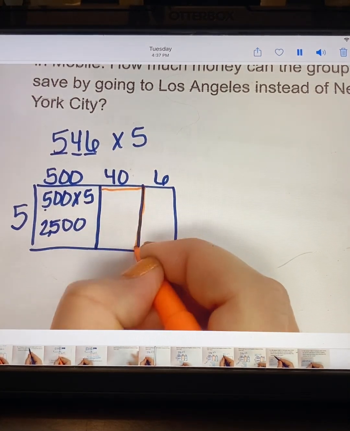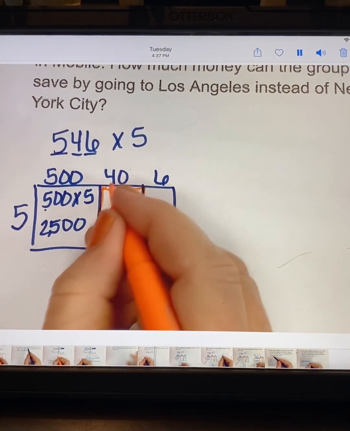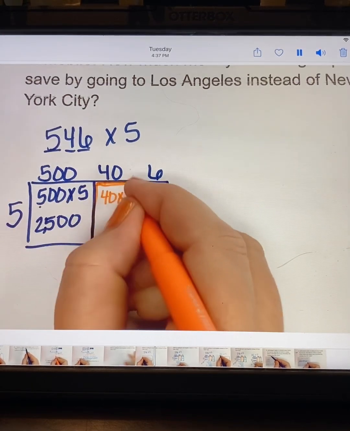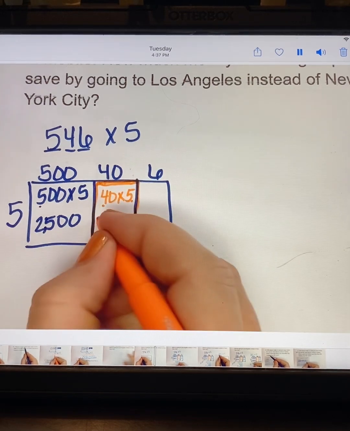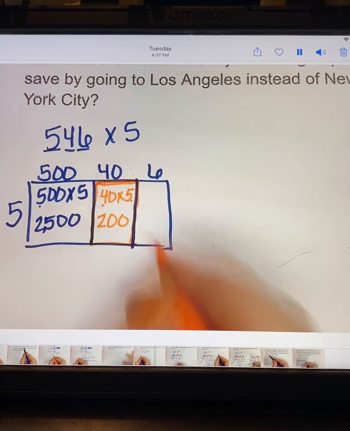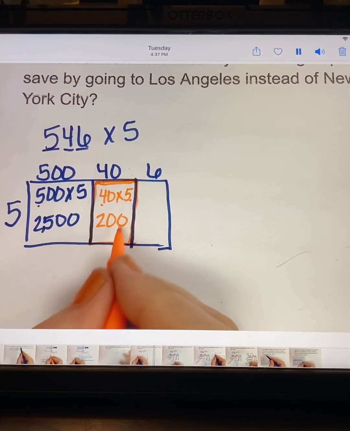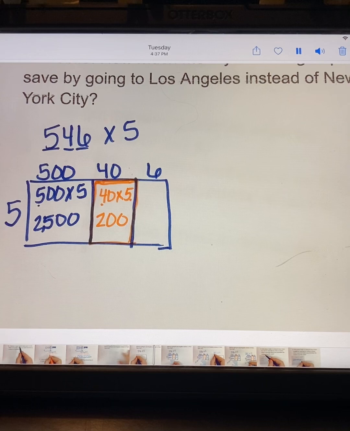For this part, I'm going to multiply 40 times 5 because I have 40. And then the width is still 5. 4 times 5 is 20. And then I have 1 zero, so I'm going to write it down. Another thing kids will often forget is to write down those zeros, so make sure you don't forget that.